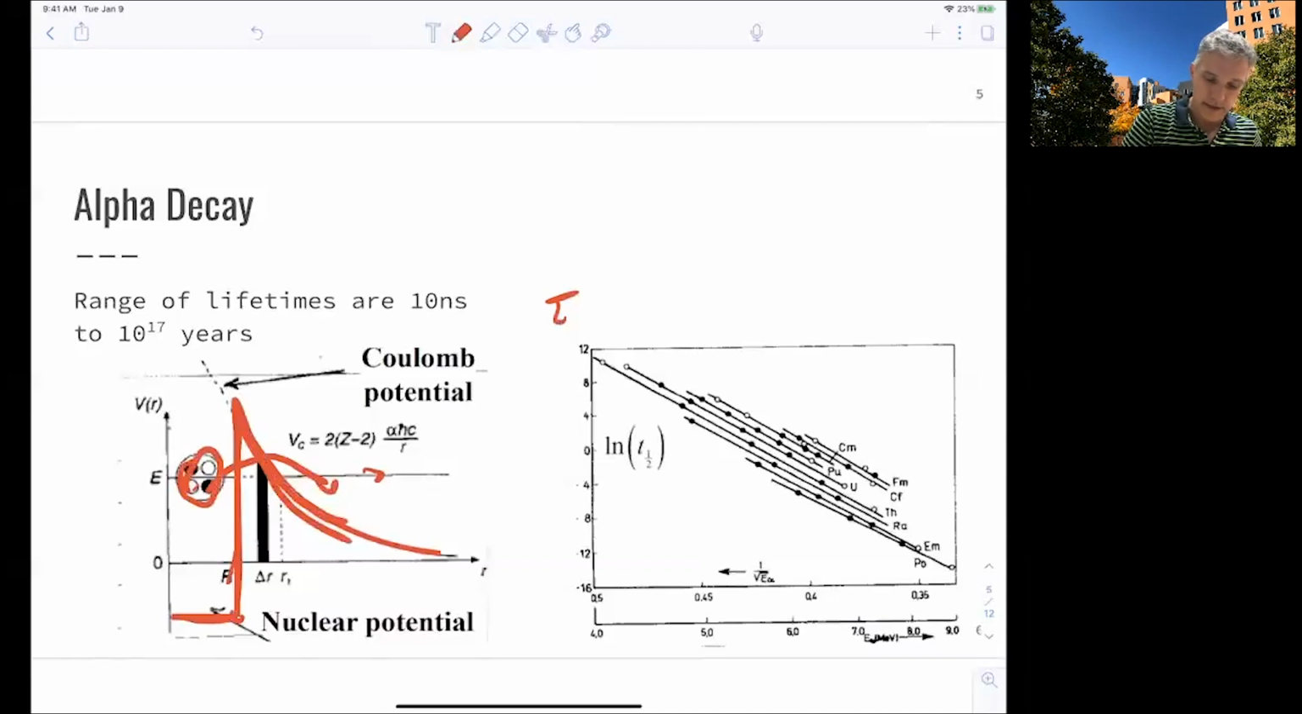The energy of this particle when it is emitted is dependent on where this particle sits in this potential, right? So particles which sit at very high values here will have a high likelihood to tunnel through this barrier and therefore a short lifetime. Hence, this particle has a lot of energy after it's being emitted. So we see lifetimes in the range of 10 nanoseconds to 10 to the 17 years for some examples. So there's this huge variation depending on where the alpha particle sits in this potential.